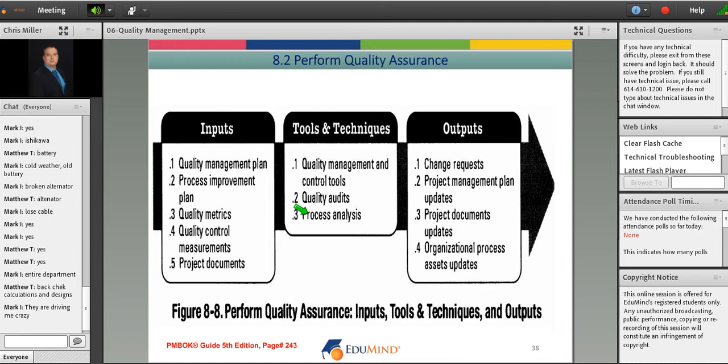So let's say, again, we're working at Keebler Elf, and we find that the cookies are becoming a little overcooked, right? So we might take a look at that particular process and see if there are any improvements needed or that can be made to make it a better process, where the cookies aren't coming out overcooked. All right, so outputs would be change requests, updates to the project management plan, project document updates, and OPA updates.